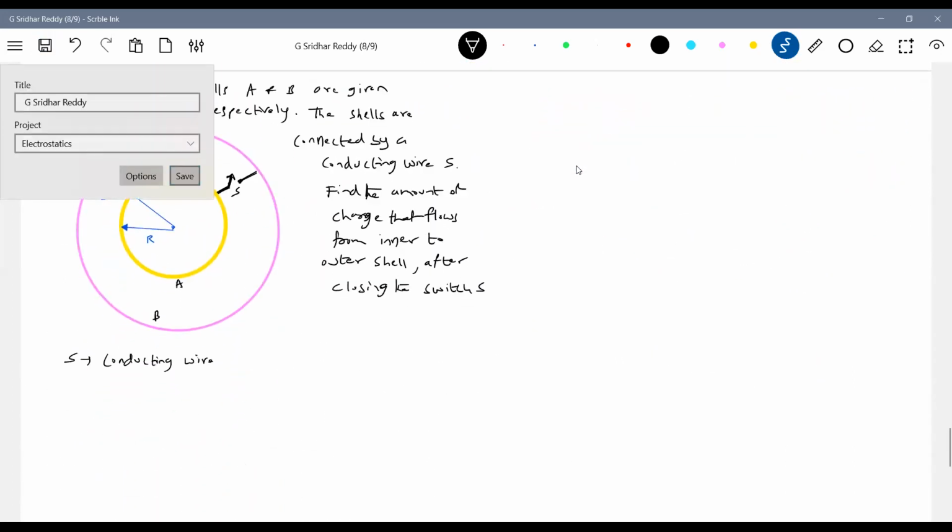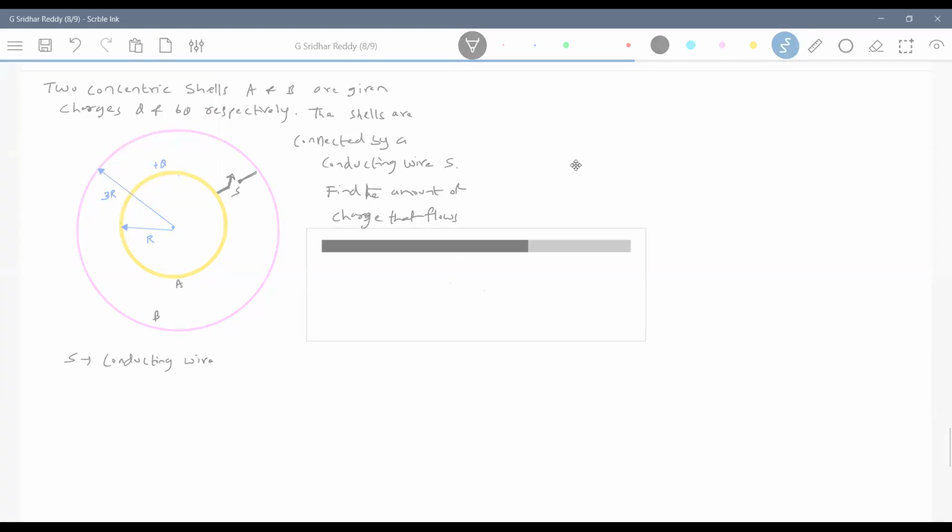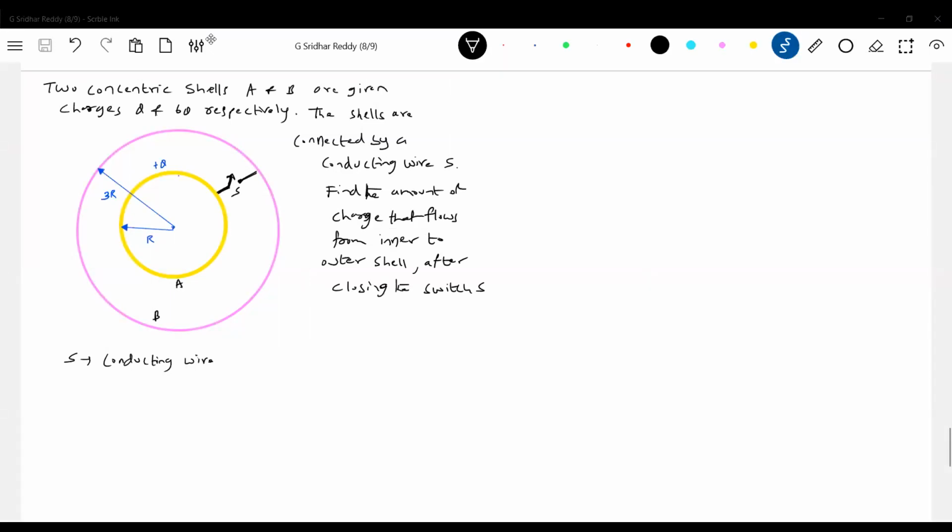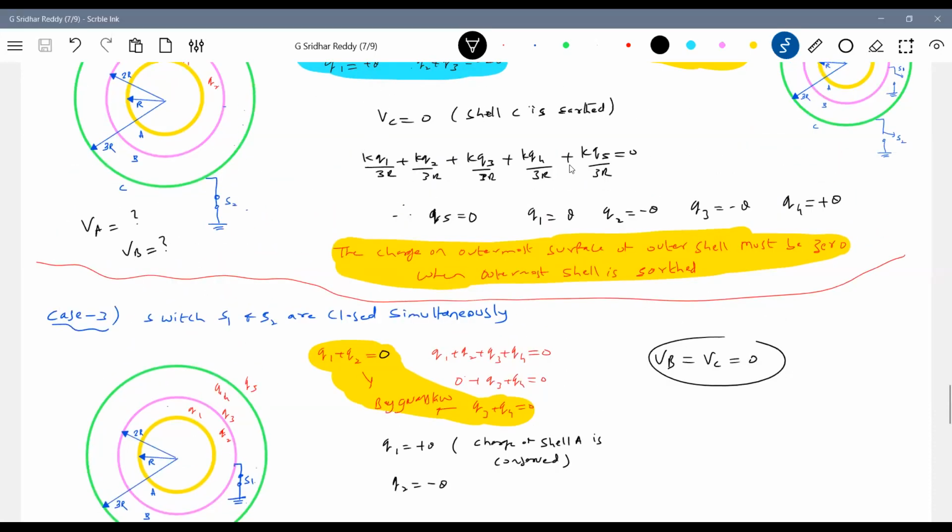Okay, the next one is I'm going to join a wire. VA is KQ by 3R, VB is KQ by 6R. I'll write it down, somebody please check it. VA is KQ by 3R.